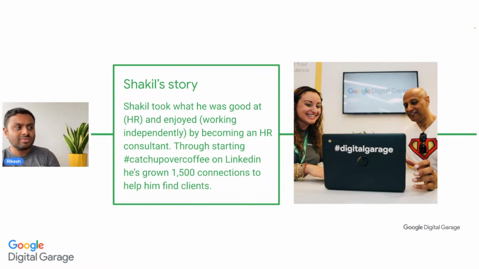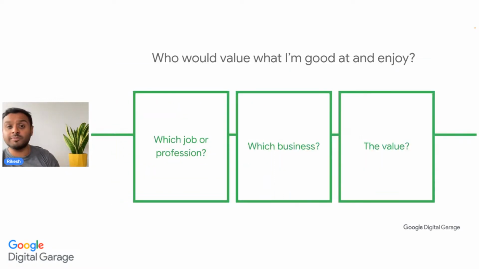So with this final element of something that people value, there are three important questions that we want to answer in this final circle, this final element of finding a fulfilling career. The first is: which job or profession requires what you've got? So that could be something like a skill set or skill base. The second is: which business or businesses could use your skill?